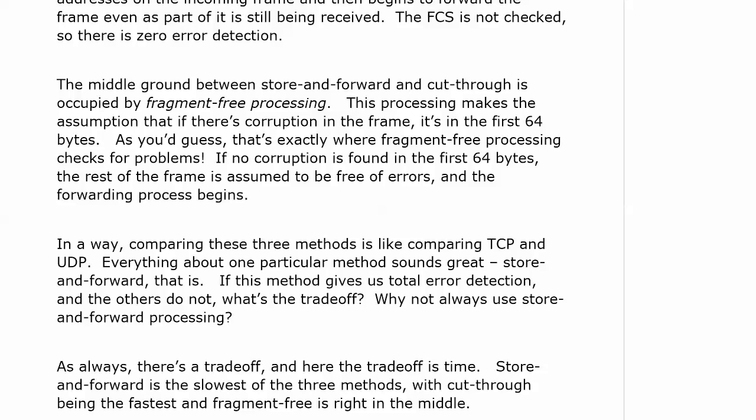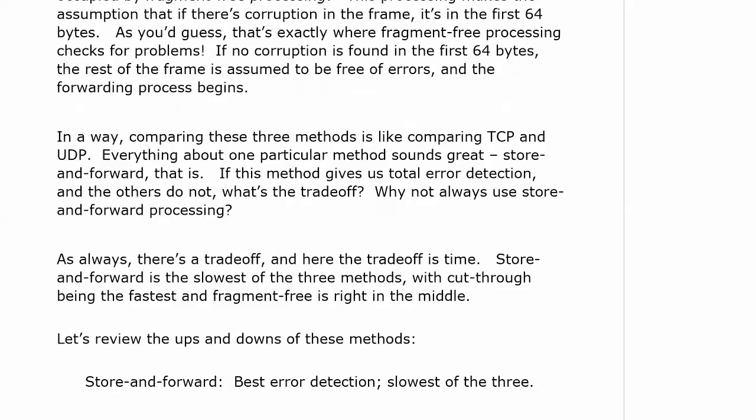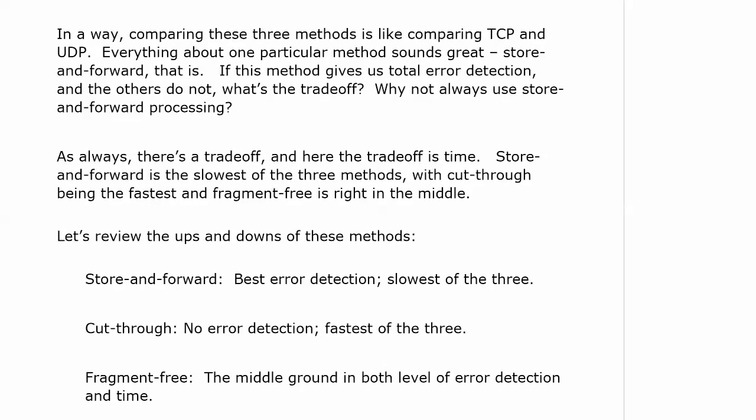So when we say store and forward is the slowest of the three methods, it's not horribly slow or anything like that. It just is technically slower than cut-through and fragment-free. Of course, cut-through is the fastest of the three because we're just, like I said, taking the frame in one port and shoving it right out the other without even checking for any problems.